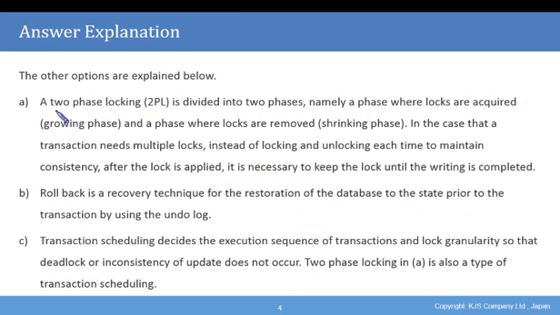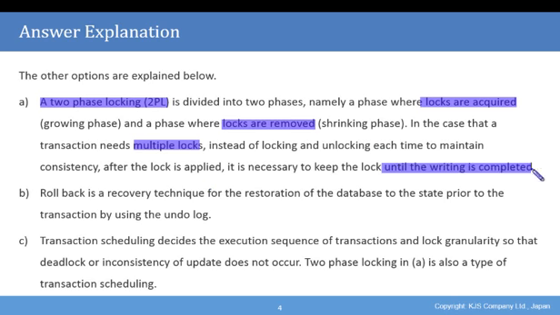So let's have a look at some of the other options we had in our question. In A, two-phase locking, 2PL, is divided into two phases, namely the phase where locks are acquired, a growing phase, and a phase where locks are removed, a shrinking phase. In the case that a transaction needs multiple locks, instead of locking and unlocking each time to maintain consistency after the lock is applied, it is necessary to keep the lock until the writing is complete.